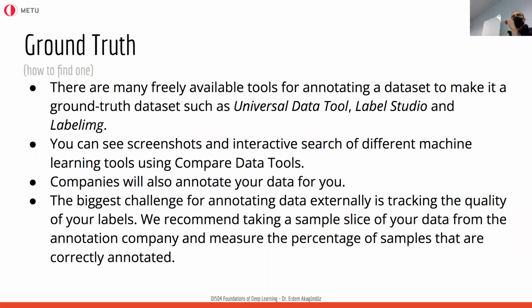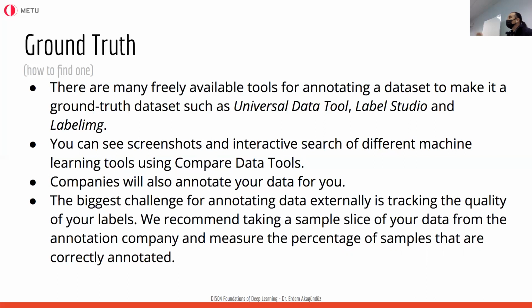So how to find the ground truth? This is important, guys, because you're going to be deciding on your projects in a couple of weeks. And since you're most probably going to be doing supervised learning, which I strongly recommend, you're going to be looking for a data set plus a ground truth. When I say data set, it is not just the data. If you're doing supervised learning, it is the data plus the annotations.